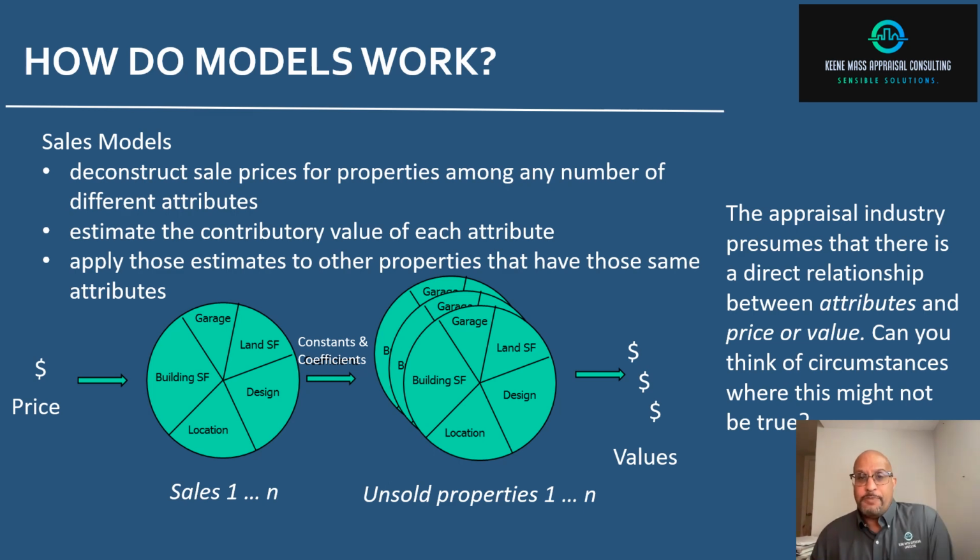What about when there are extreme imbalances in supply or demand? So during this COVID crisis, what we saw almost universally across the country was that there was a shortage of supply, interest rates were very low, there was a lot of money out there, and it was driving prices up. So under those circumstances, people were buying properties sight unseen. They were paying high prices for properties where the attributes of the property really weren't that important.